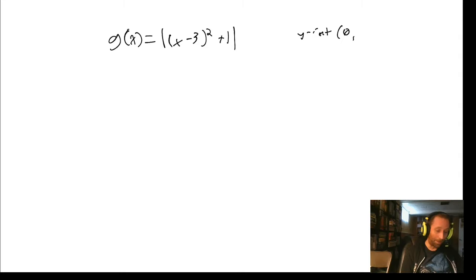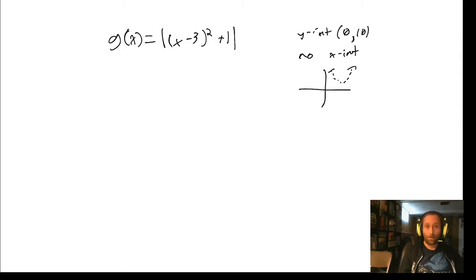Promise that was intended to be a 10. And we have no x-intercepts. So what that means is we're going to end up with a quadratic that looks like this. And we know with certainty it's going to be above the x-axis because of these absolute value bars.